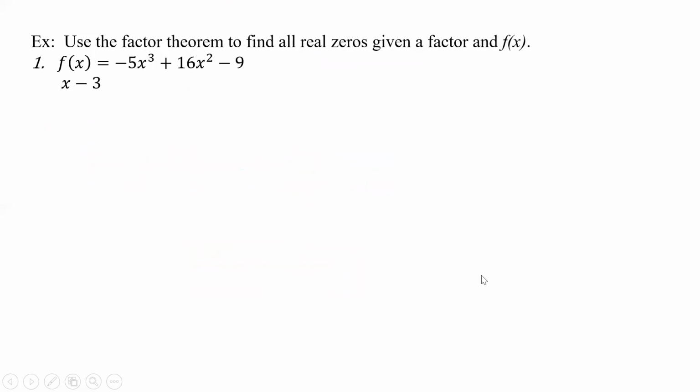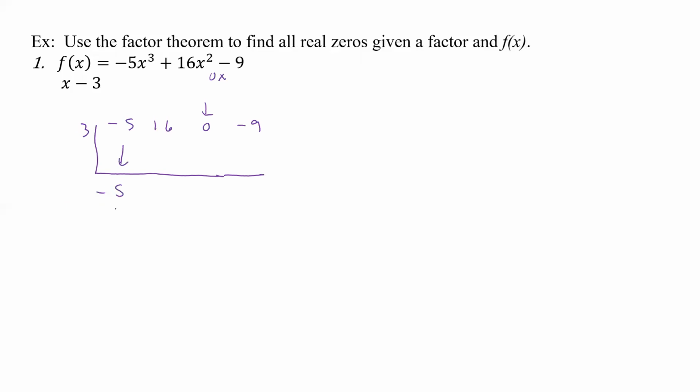So now we're supposed to use the factor theorem to find all real zeros given a factor and f(x). All right, so what does that mean? Well, this is going to be our factor. So k is 3. And so we're going to take 3 and divide it into 3, 2, now we have 0 of those, and then -5, 16, 0, -9. So this time I do have it correct because there was none. And so now we just start doing synthetic division.